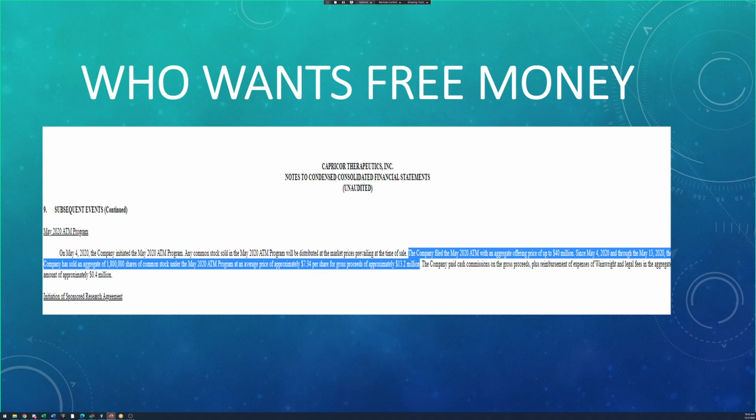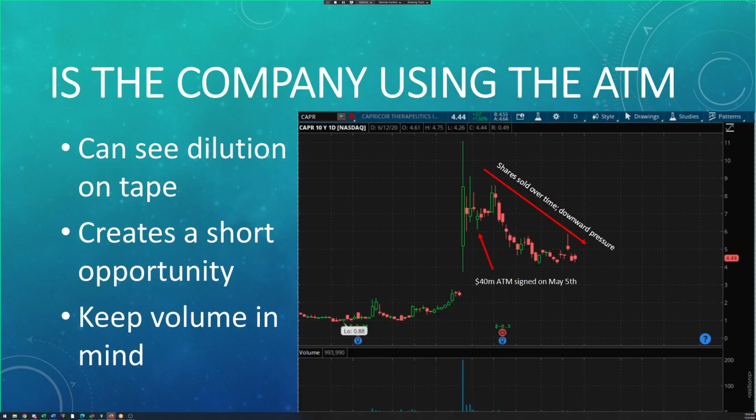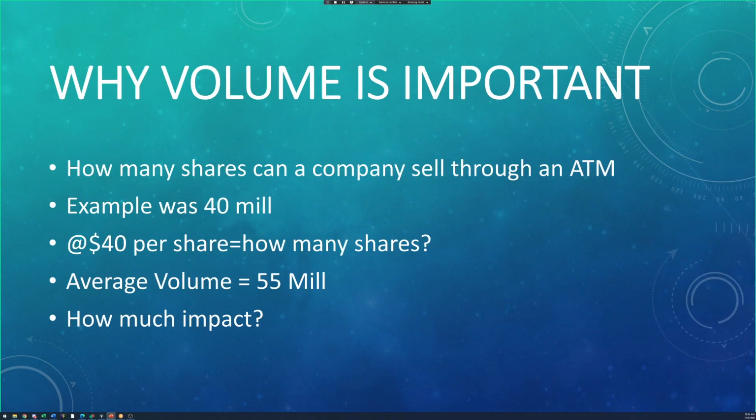Well, if the stock's trading 100 million shares in the day, that's not going to affect the price as much as if the stock's trading 2 million per day, right? So that's keeping volume in mind. You always have to keep volume in mind. So here's the math. How many shares can a company sell through an ATM? Example, 40 million. At $40 per share, average volume equals 55 million. So do you see the math?